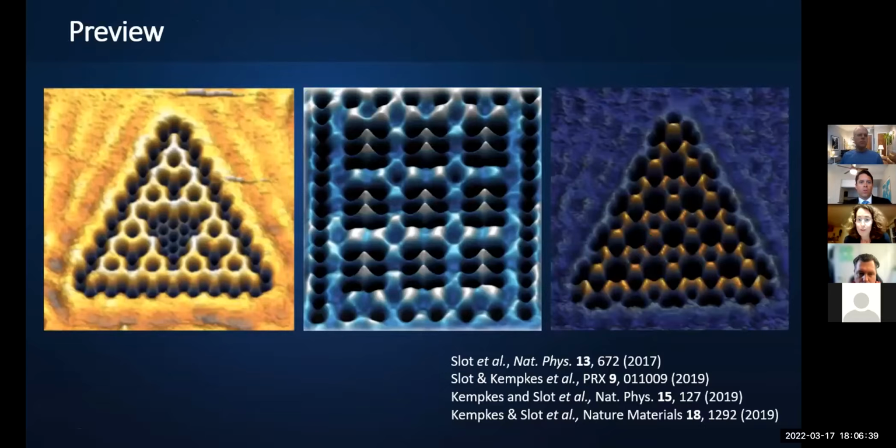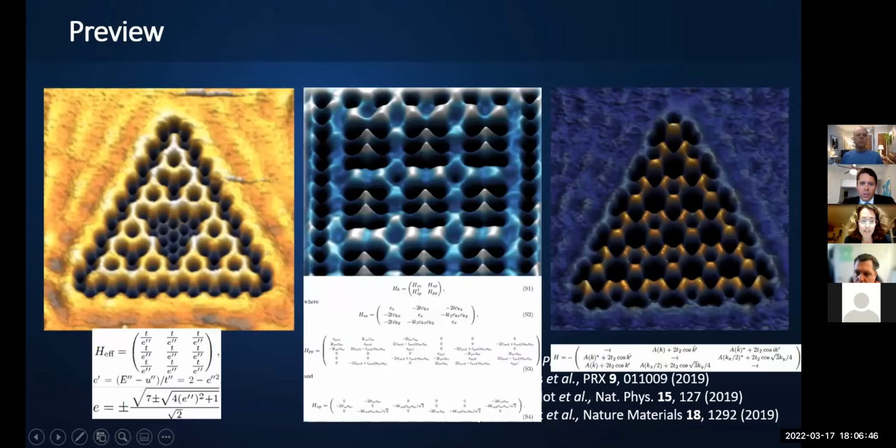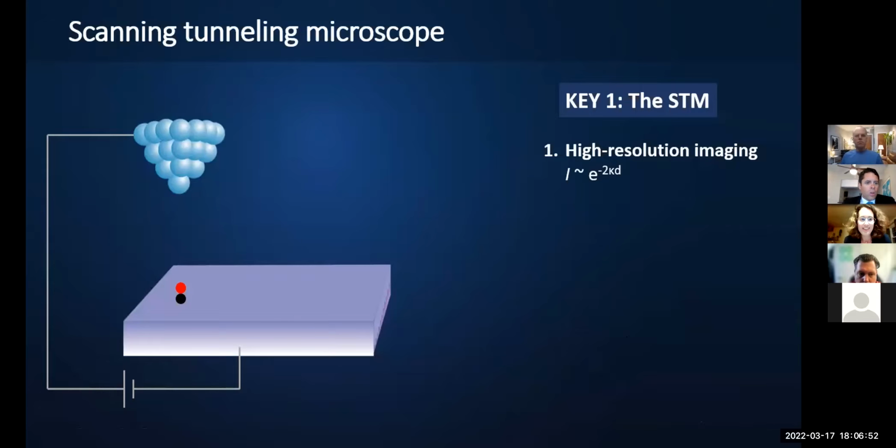This is a preview of my experiments. So these are images of what I measured. And these represent the following Hamiltonians, these lattices. And they are all realized in a scanning tunneling microscope. Some of you might be familiar with it, some not. So basically in an STM, we have a very sharp tip, one atom at the apex.